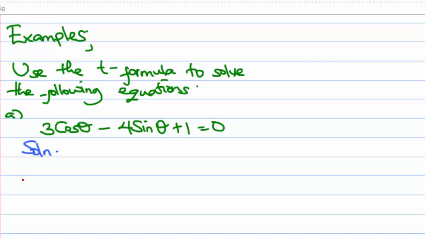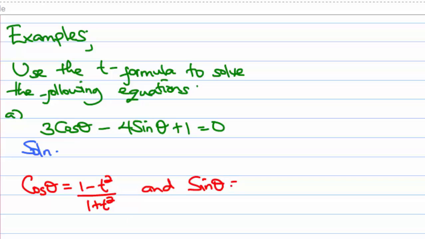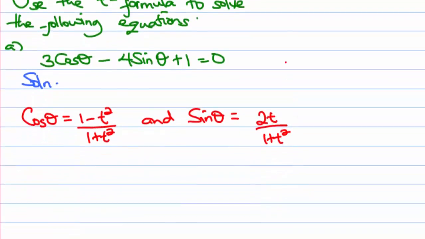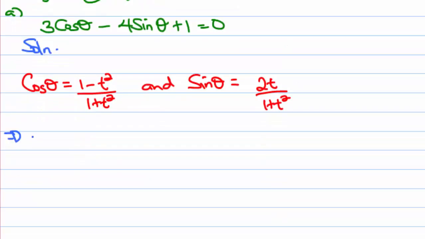We shall be doing an example on the t formula and try to explain a few more concepts using the example. The example says use the t formula to solve the following equations, and part A is 3 cos theta minus 4 sin theta plus 1 is equal to 0. Remember, we know that cos theta is equal to 1 minus t squared over 1 plus t squared, and then sin theta is also there.